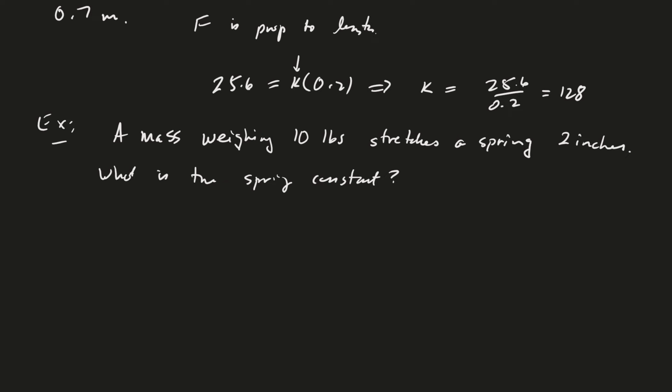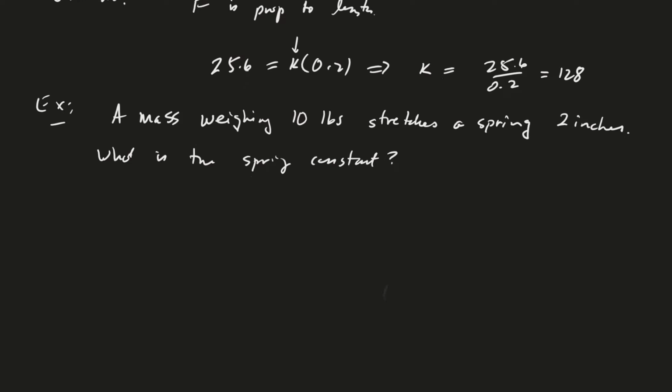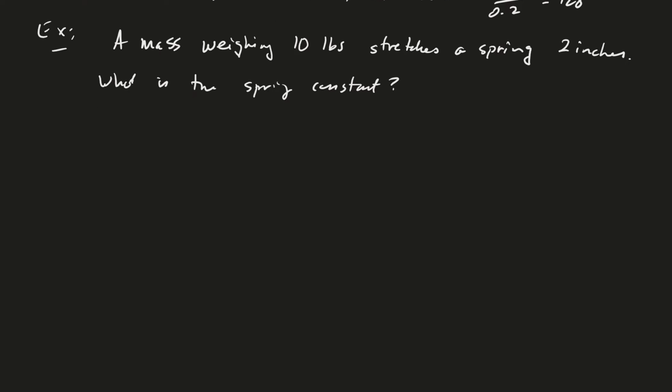Okay, and so in this example we have a mass weighing 10 pounds stretches a spring 2 inches. What is the spring constant? So kind of implied here is that the 2 inches is how much it takes to get to equilibrium. And so we have to be a little bit concerned here with the units. Number one is, if we're working with pounds, we should be working with feet. And so we'll take 2 inches to be 1/6 feet, just for units.